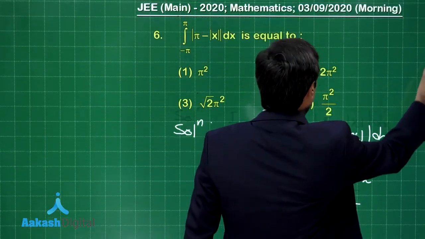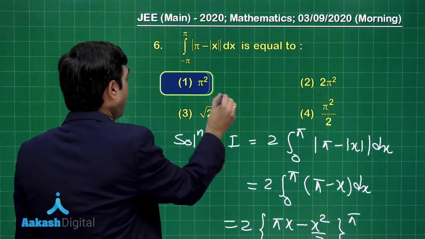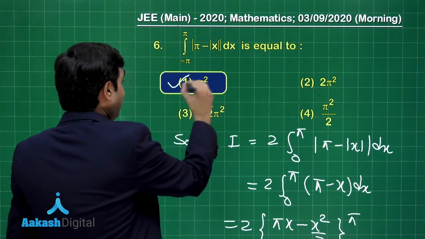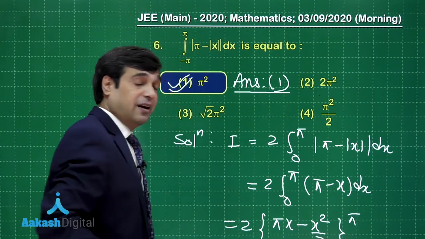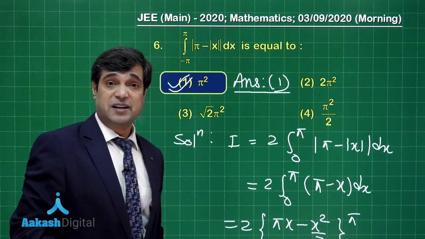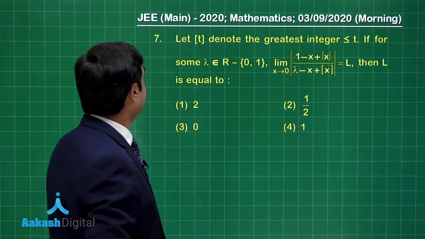Let's check out from the given options. Pi square, that is option number 1, is the correct answer. So mark and mention it as the required one. Moving on to the next one, that is question number 7. Let's see what it says.